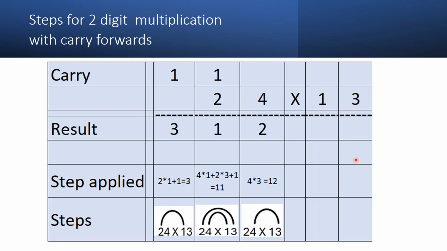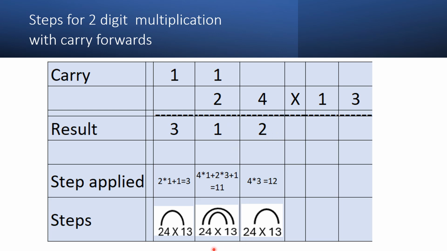This is an example with carry forwards. You can see that 24 into 13 is the example here, and we will consider the first step where we multiply one pair, that is 4 into 3, which is 12. So we keep the answer 2 here, and 1 will be carried forward to the next digit.